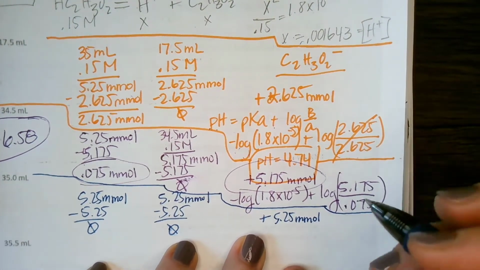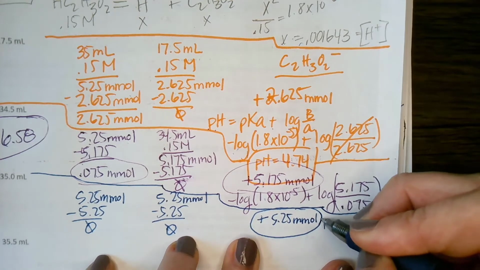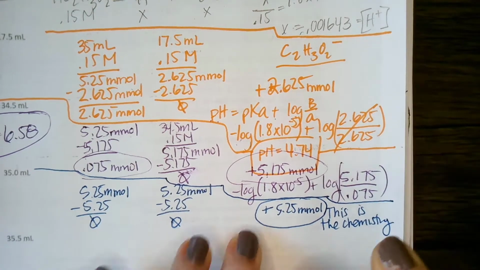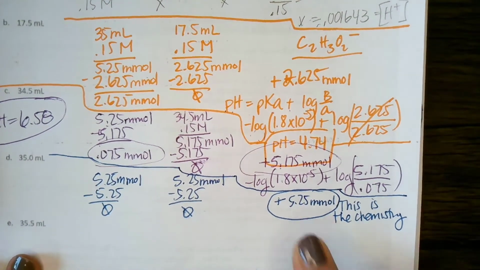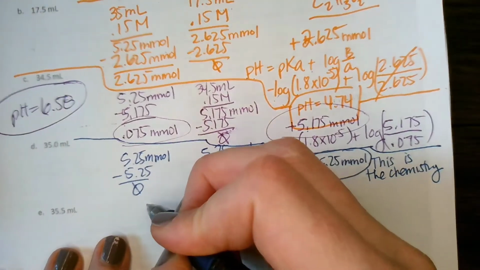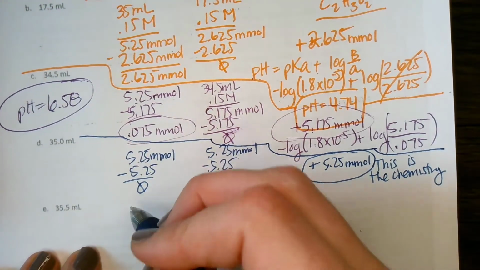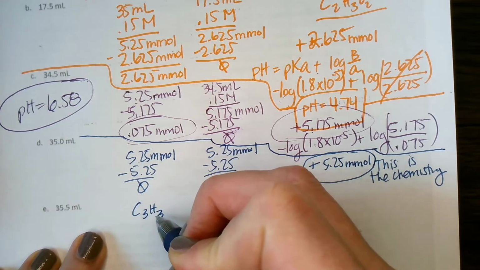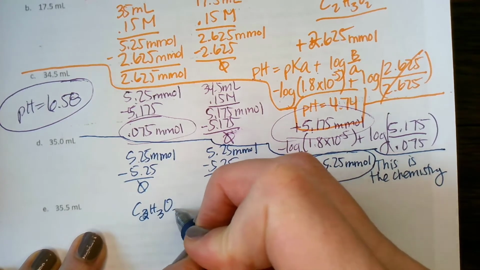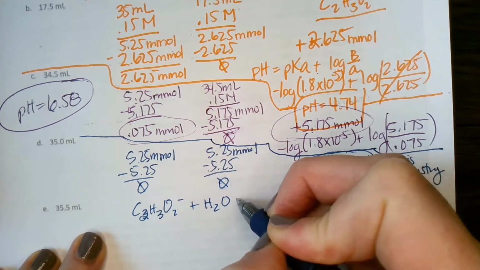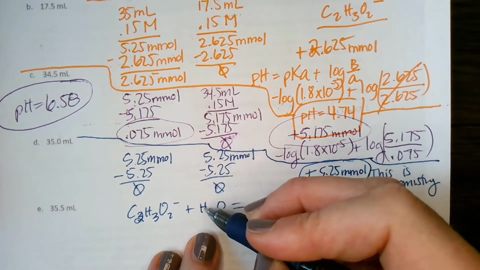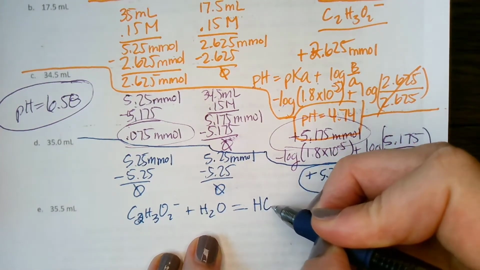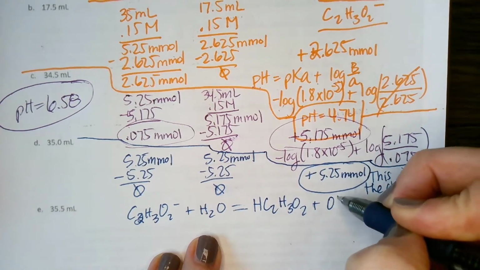Now this is where the chemistry happens, because we know acetate will undergo hydrolysis. If I draw, I know that we're running out of room here, but that's okay. If I write my acetate, C2H3O2, it undergoes hydrolysis, it forms an equilibrium. The H from the water is going to be donated back and form my acetic acid and hydroxide.